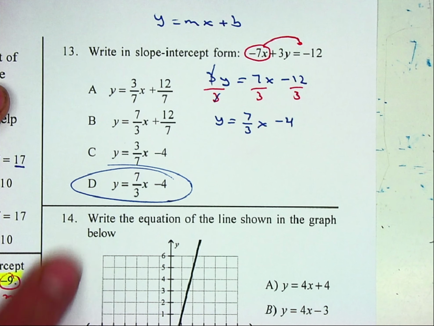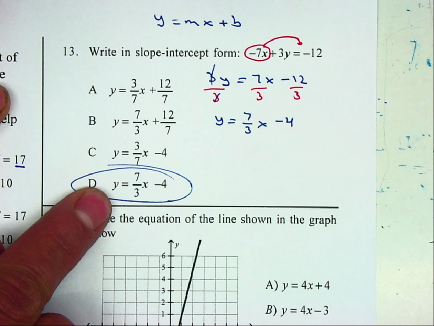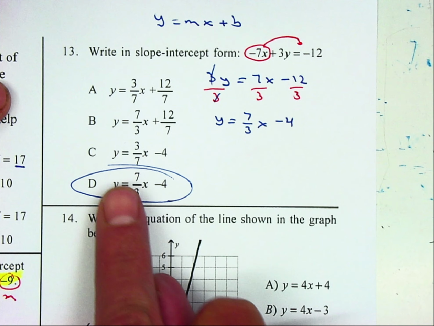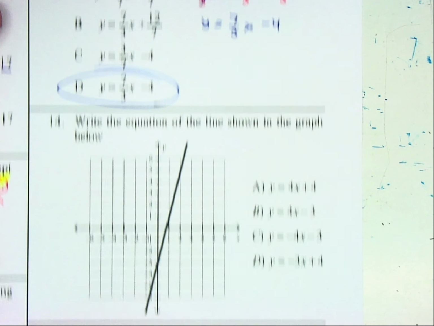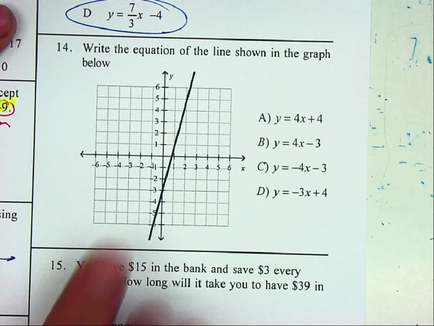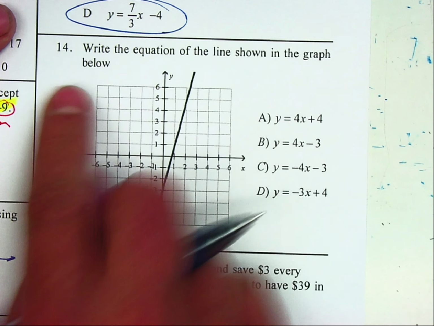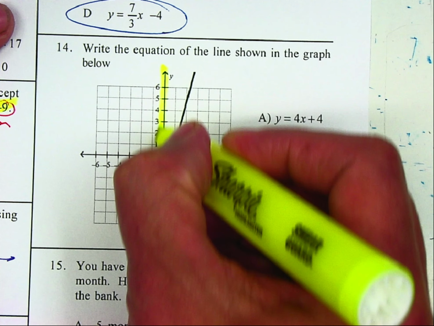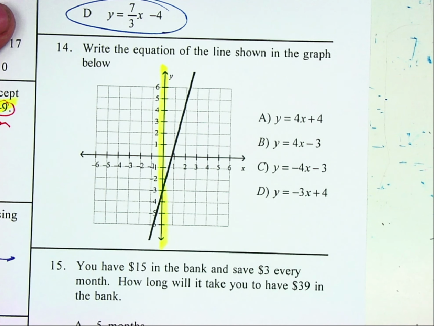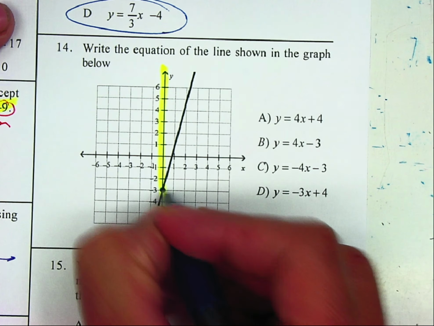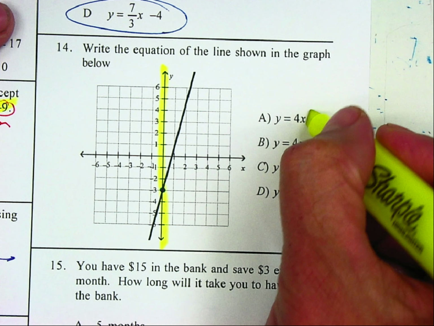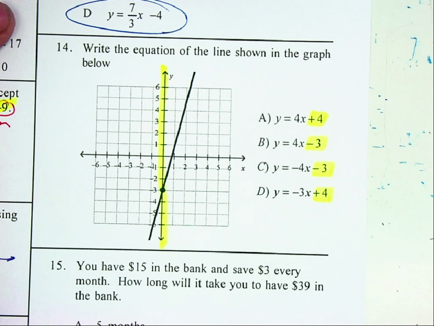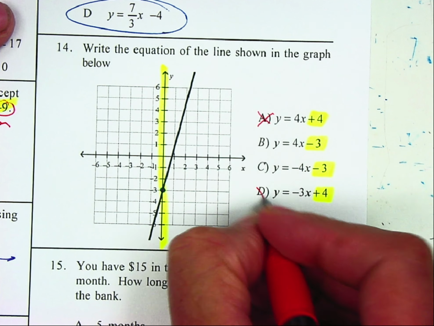And just be very careful because sometimes I know they look very similar. Sometimes I'll see the correct answer here, but you might circle the incorrect answer over here. Be careful. Number 14. Write the equation of the line shown in the graph below. First, I'm going to highlight my y-axis. Where does it cross the y-axis? It crosses at -3. So I know that one's wrong, that one's fine, that one's fine, that one's wrong. So your answer is not A and it's not D.